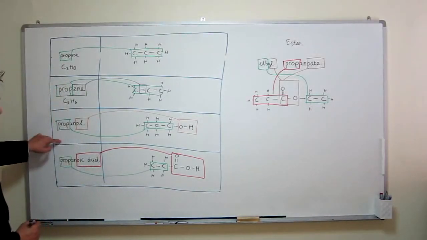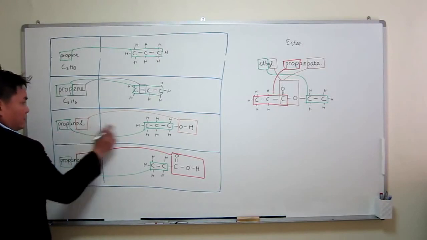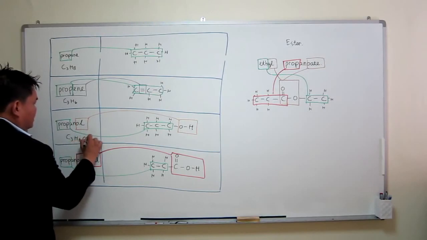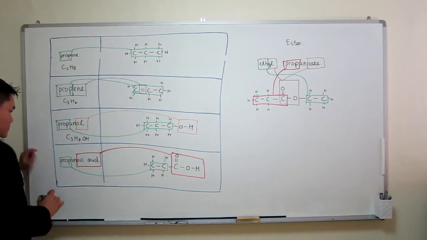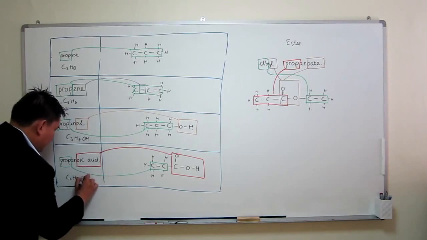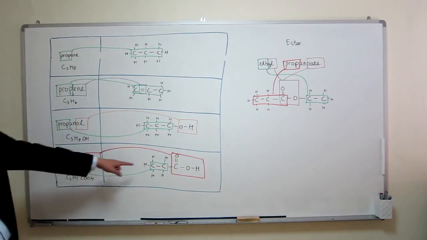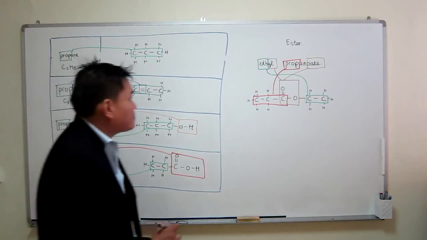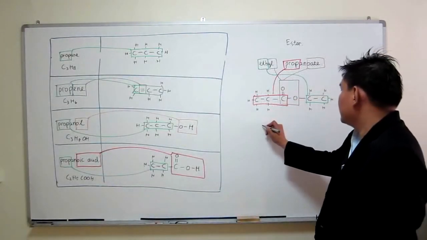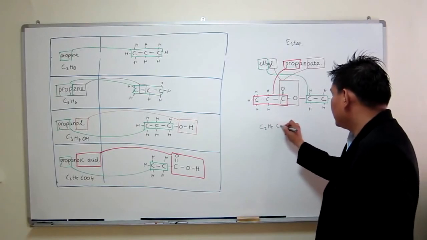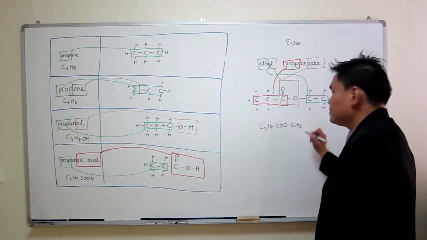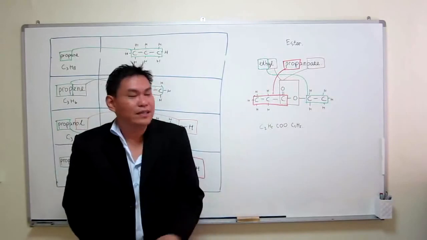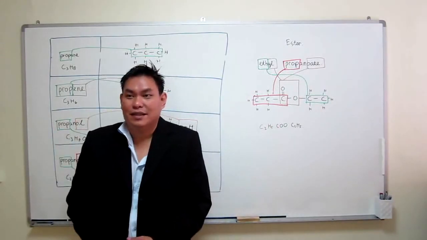Don't forget the molecular formula for propanol. Very simple, 3 carbons, so C3H7OH. Propanoic acid, C2H5COOH. C2H5, then you have one more C. This C is counted when you give the name. And ethyl propanoate, C2H5COOC2H5. So that's how you draw structures for all these organic compounds.